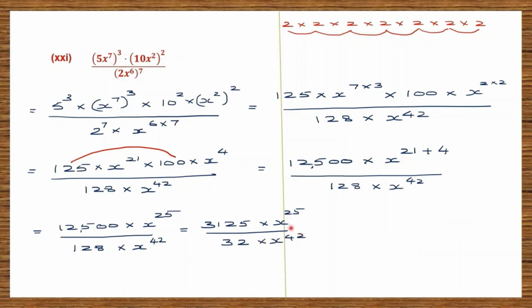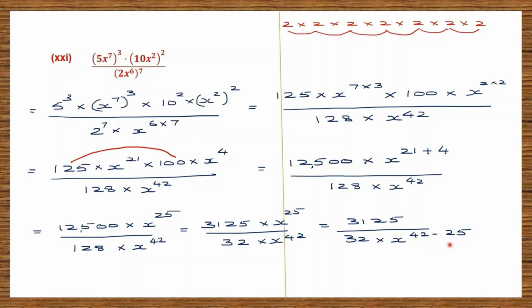Now look at these numbers, x to the power of 25 and x to the power of 42. This is division. So when it is division, since the base is the same, you can subtract the powers. When you subtract, remember to keep the bigger power in the same place and to bring the smaller power down to the bigger number. So what will we have here? 3,125 is the number, and in the denominator we are going to have 32 into x to the power of 42 minus 25. We brought the power from here, because when you subtract, you must subtract the smaller power from the bigger one. That's how we got 42 minus 25.